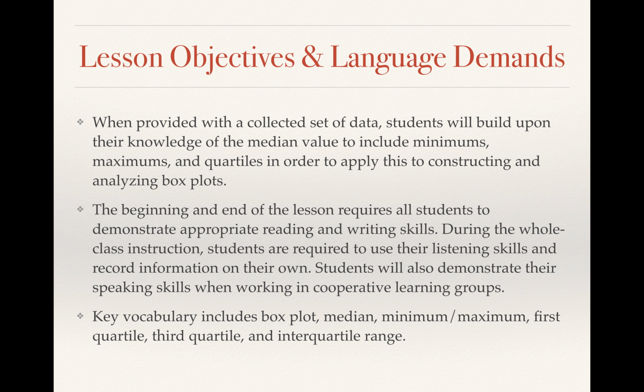The key vocabulary for this lesson plan includes a box plot, which is a standardized way of displaying the distribution of data based on the 5-number summary, the median, which is the value lying at the midpoint of a frequency distribution of data, the minimum and maximum, which include the smallest and the largest value of a data set, the first quartile, which is the median of the lower half of the data set, and the third quartile, which is the median of the upper half of the data set, and the interquartile range, which is the middle 50% between the two quartiles.